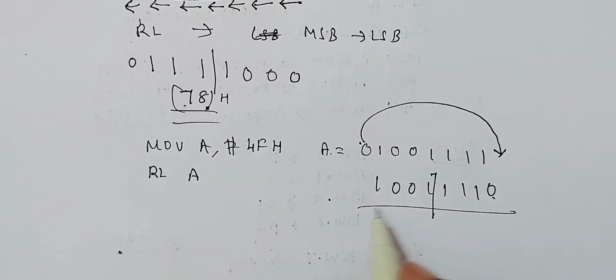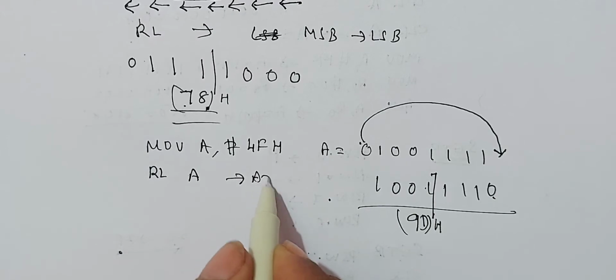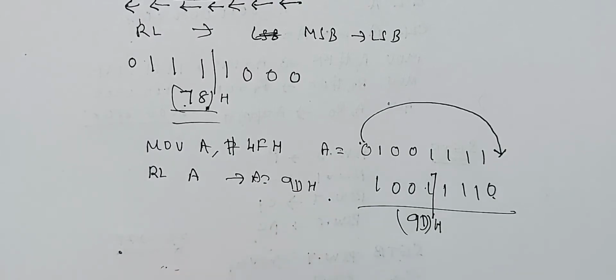Now what is this? 8 plus 1, 9. 8 plus 4, 12. 12 plus 1, 12 plus 2, 14. That is D. Therefore, after RLA, A goes to 9DH. If A is loaded with the value 4F, after RLA, rotating the content of A to the left, A is equal to 9D. How do you get it? Simply put the MSB to the left side. In this way, you put it. Put the MSB to the LSB. That is the answer.